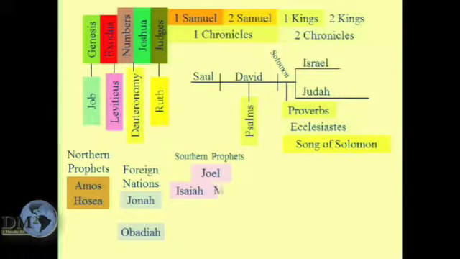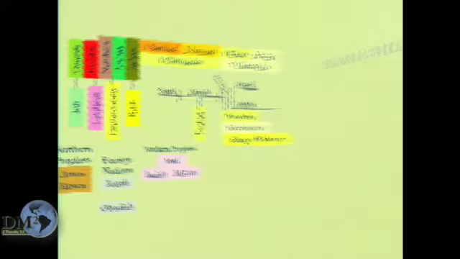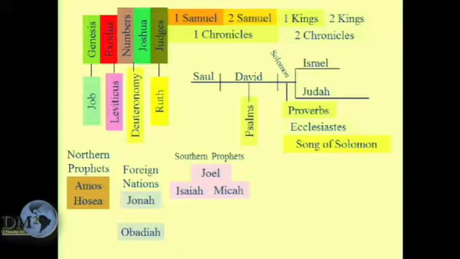Then we're going to have Isaiah and Micah here in a moment. And because you asked, I thought I had all of it on there. Sorry about that. So we have Isaiah and Micah during the reign of Hezekiah. So what we're looking at is the reign of Hezekiah sets us up for the background of Isaiah and Micah, who will be contemporaries.